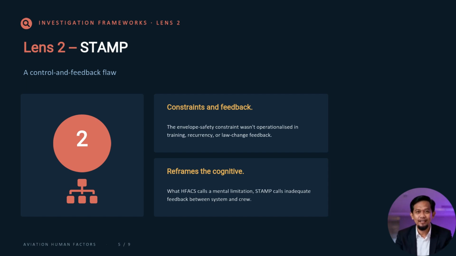Lens 2, STAMP, and notice how the same evidence transforms. STAMP treats safety not as the absence of failures, but as a control problem. The system stays safe while constraints are enforced, and accidents happen when control structures fail to enforce them.